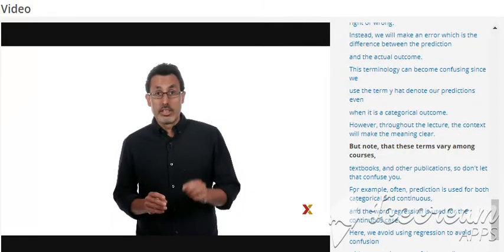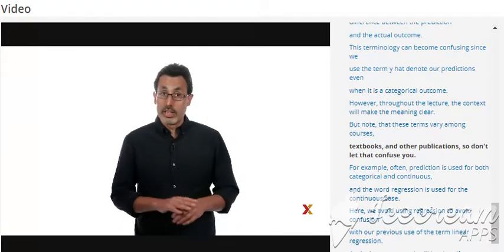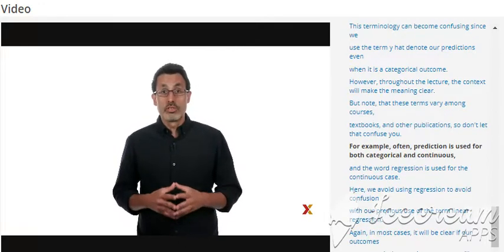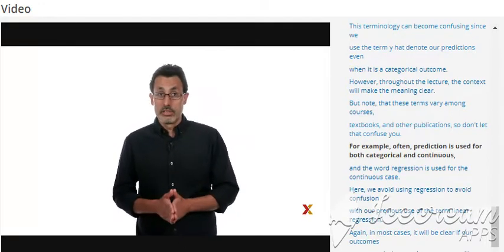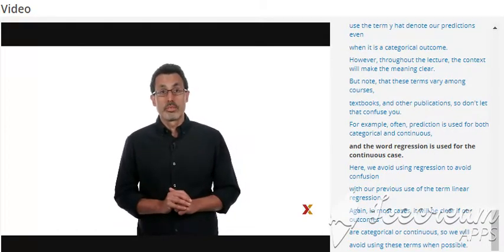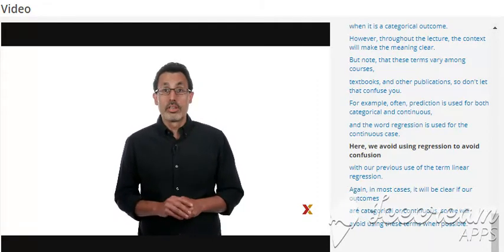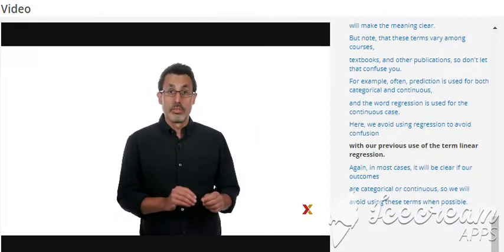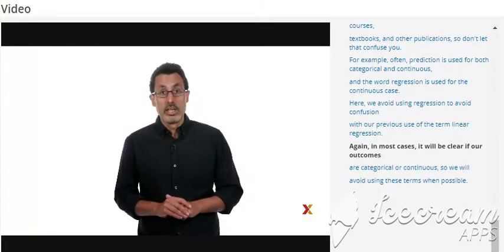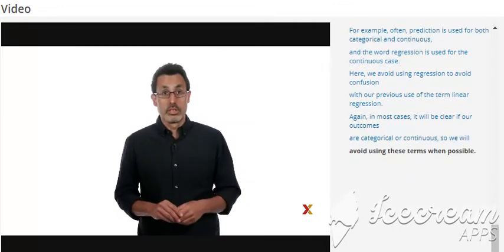But note that these terms vary among courses, textbooks, and other publications, so don't let that confuse you. For example, often prediction is used for both categorical and continuous, and the word regression is used for the continuous case. Here we avoid using regression to avoid confusion with our previous use of the term linear regression. Again, in most cases it will be clear if our outcomes are categorical or continuous, so we will avoid using these terms when possible.